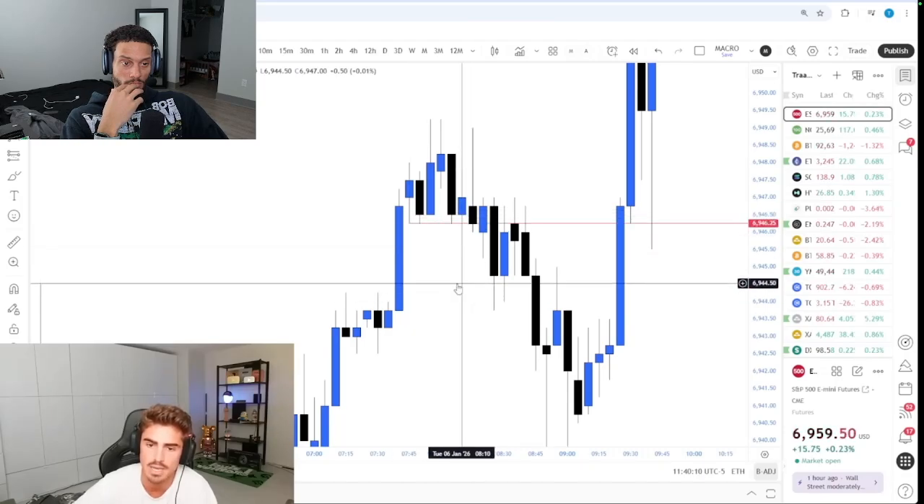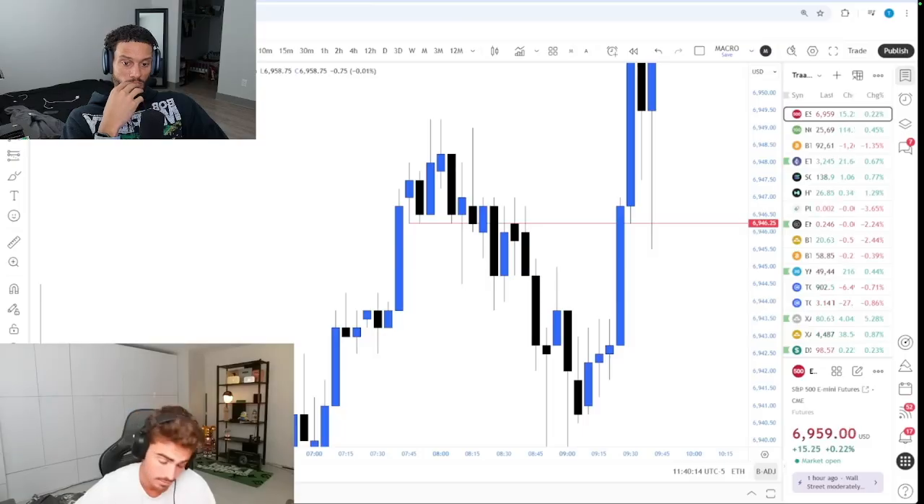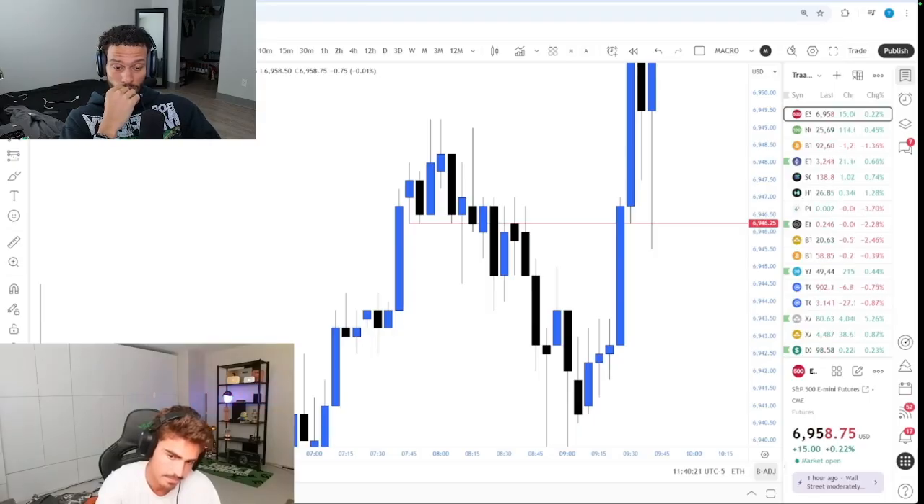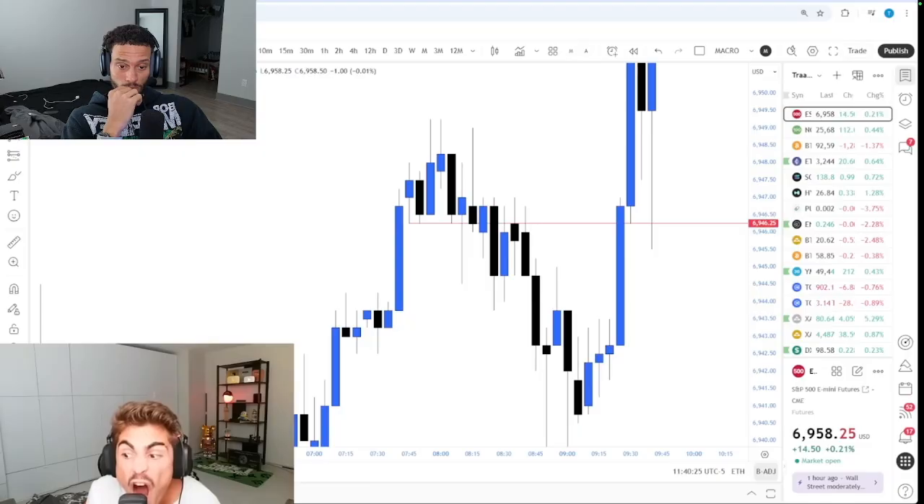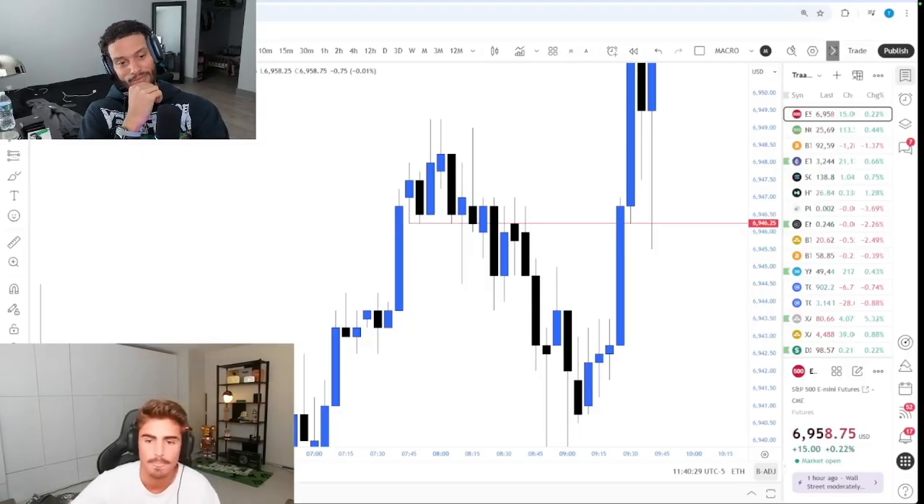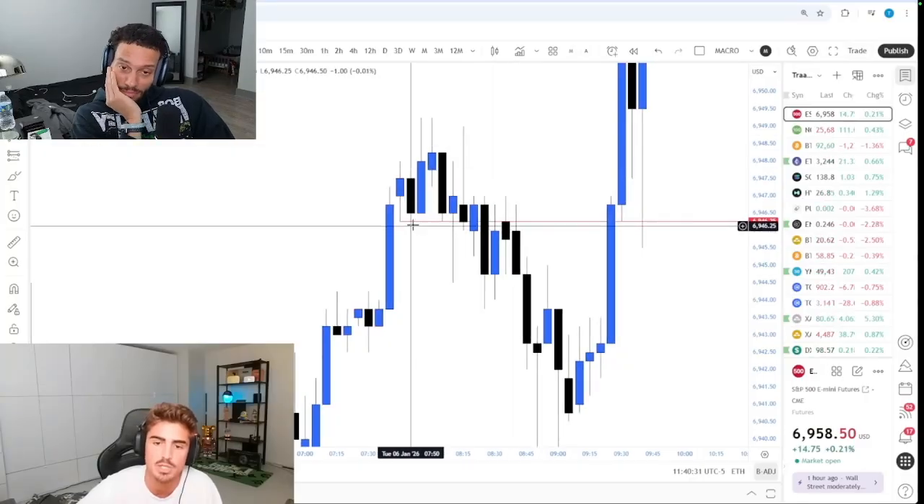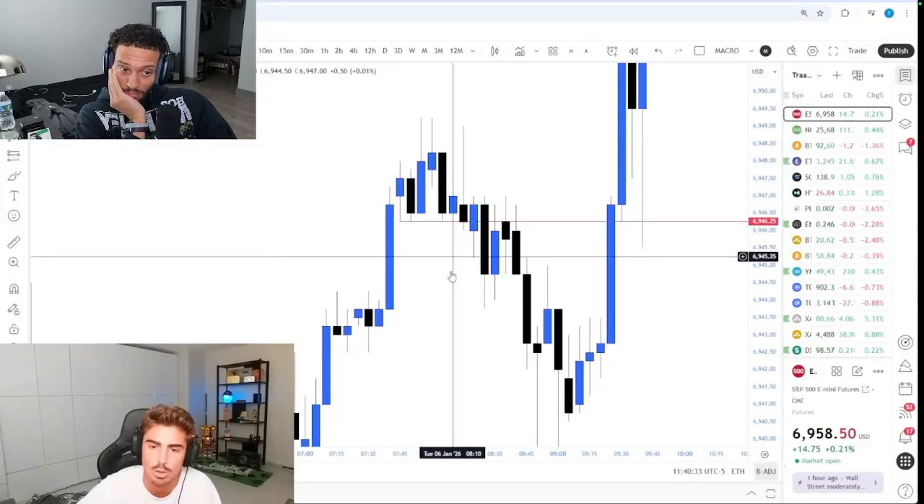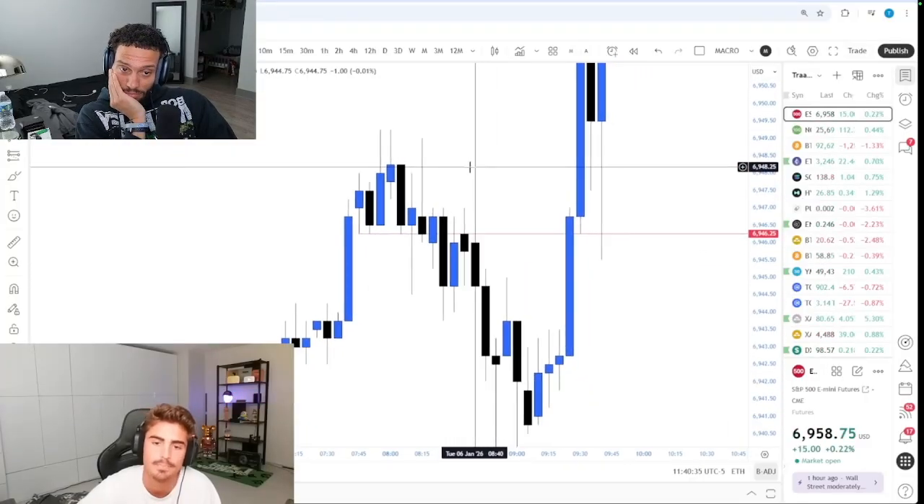Okay, look at this candlestick wick. It comes all the way down here. Is this a break of structure? No! Why is it not a break of structure? Because we don't get a candlestick closure underneath this low.